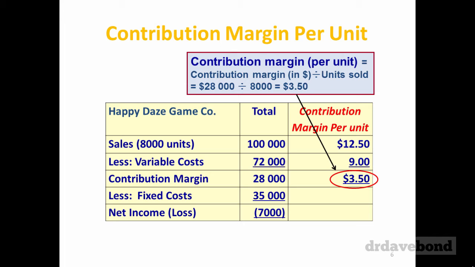So we have 1, 2, 3, 4. Price is one input, quantity is another input, variable cost per unit is a third, and total fixed cost is a fourth. So in this case with Happy Daze, they have a $12.50 price per unit. They have a $9 variable cost per unit. They have total fixed cost of $35,000. At this current point, what they're estimating is sales of 8,000 units.